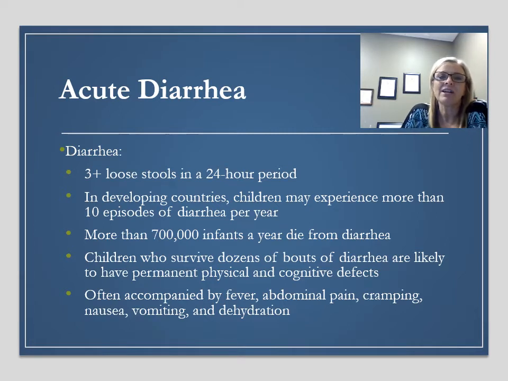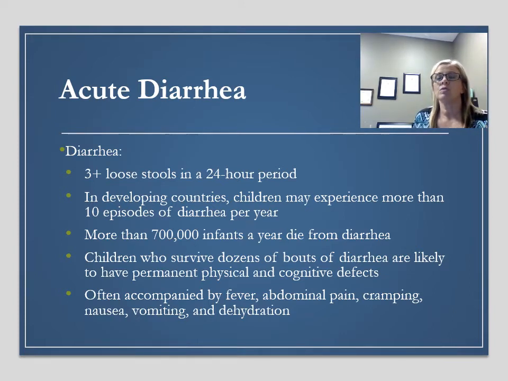So we're going to look first at acute diarrhea, and this is going to be defined as 3 or more loose stools within a 24-hour period. On average, most people in the U.S. experience 1.2 to 1.9 cases of diarrhea per person per year. For children, that is double, okay? In developing countries, many experience more than 10 episodes of diarrhea per year.